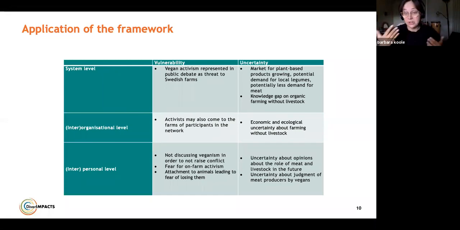And then the uncertainty was also about the opinions of others. So in this new context where not everybody knew each other, not everybody knew what the others actually believed about the role of meat or livestock in the future. And also uncertainty about, is there a judgment going on? So there was a lot of uncertainty experienced on this interpersonal level. So that's a big overview of what was going on, based on the interviews I had with the participants and the observations in the workshops.